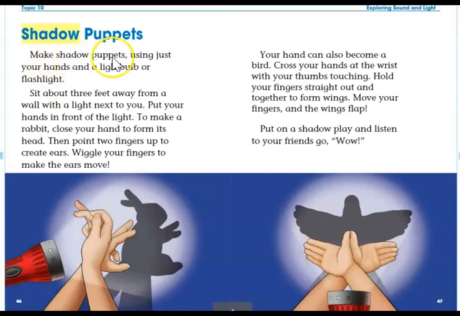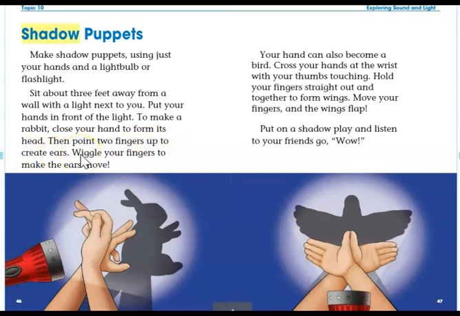Make shadow puppets using just your hands and a light bulb or flashlight. Sit about 3 feet away from a wall with a light next to you. Put your hands in front of the light. To make a rabbit, close your hands to form its head. Then point 2 fingers up to create ears.